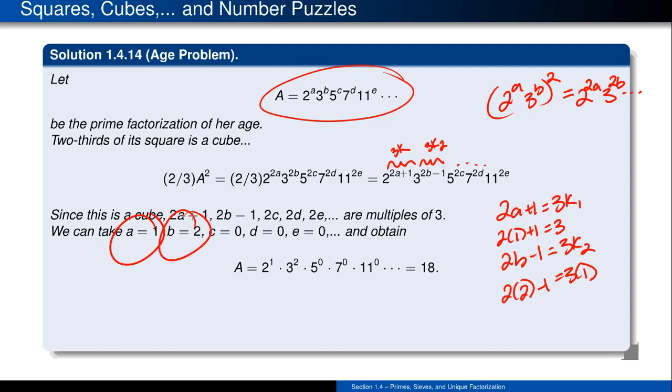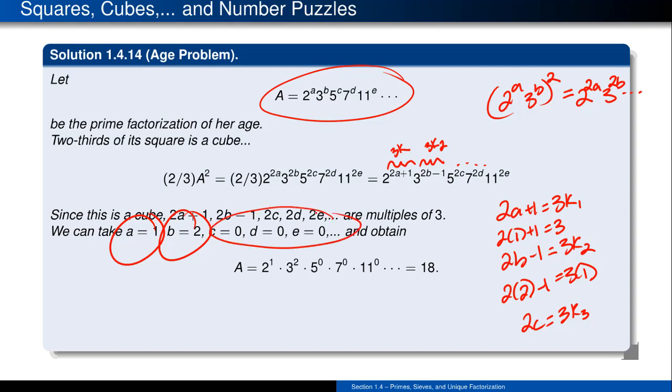And then for the rest of them, I can take the lazy option of seeing, okay, I'm supposed to have 2c equal to some multiple of 3. Well, if I just take c to be 0, I get 2 times 0, which is 0, which is 3 times 0 as well. So for the rest of the chain, I'm just going to take all of them to be 0.